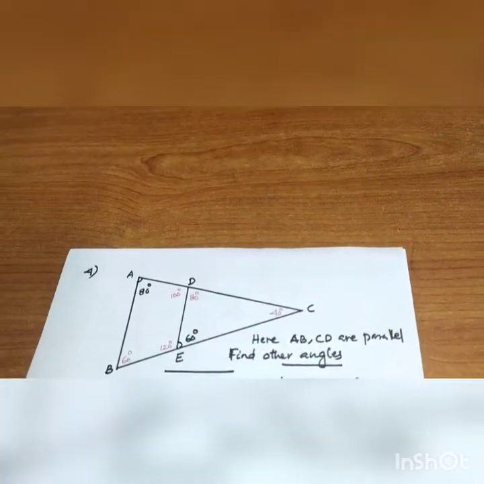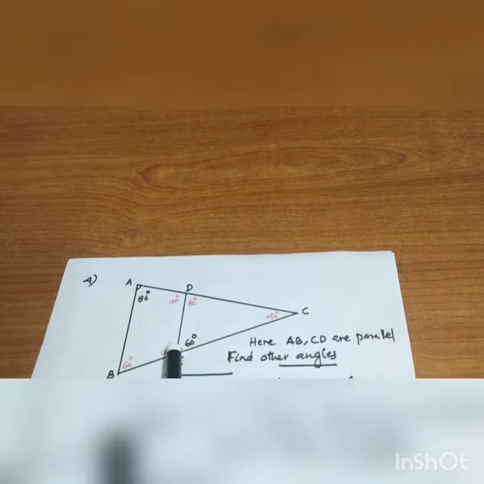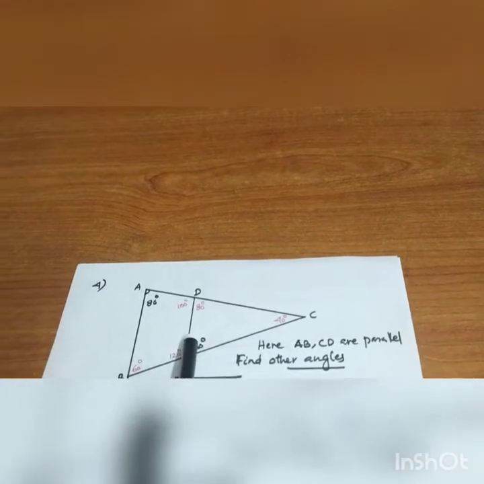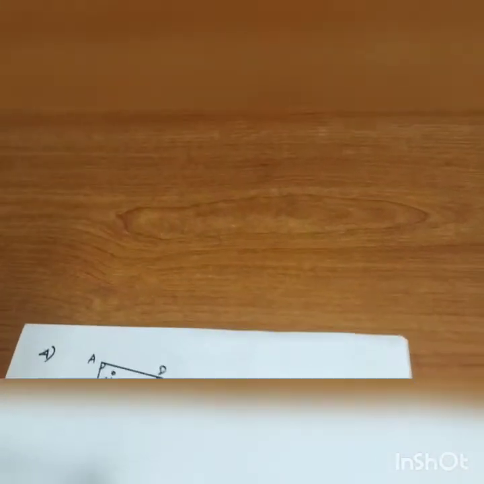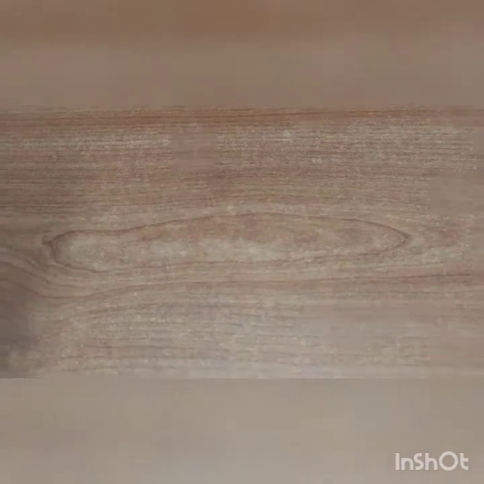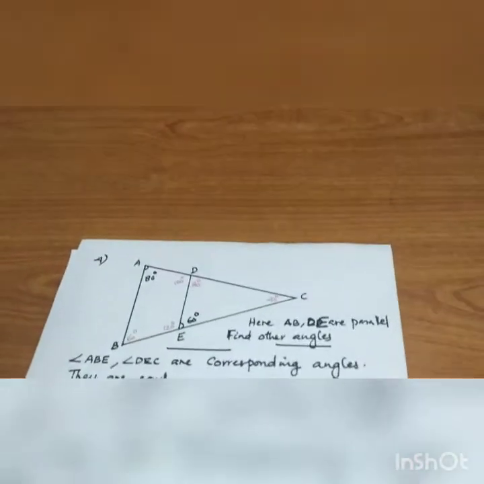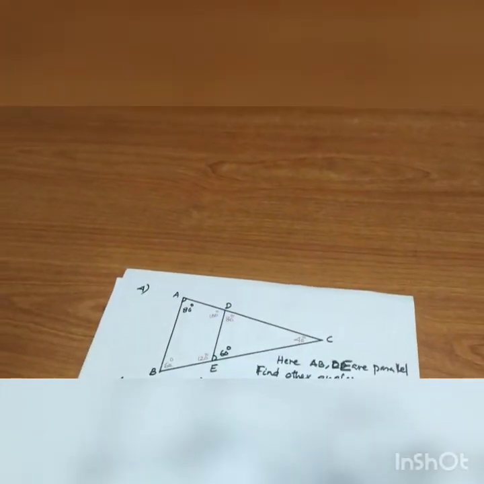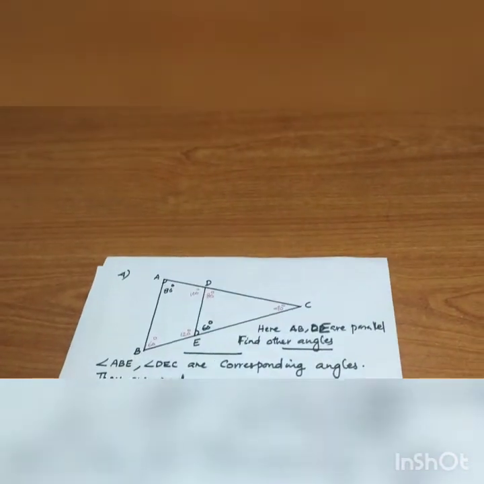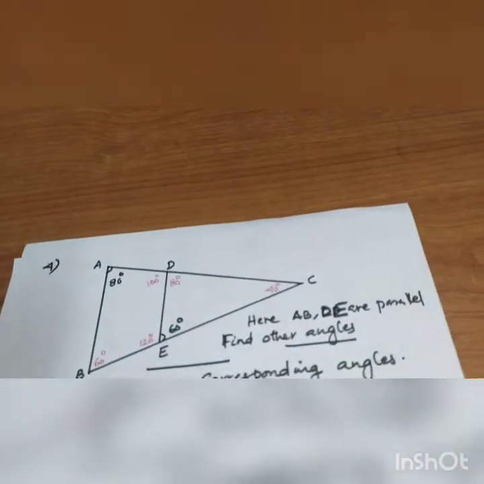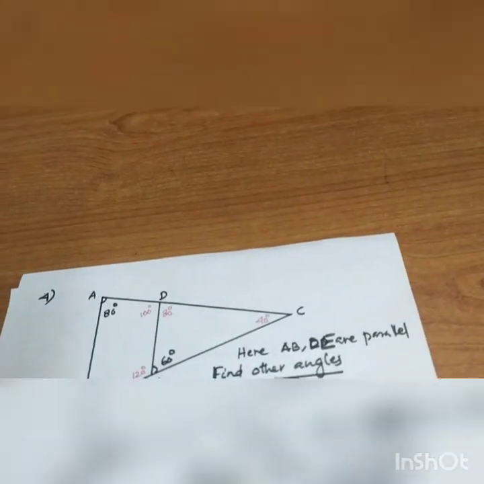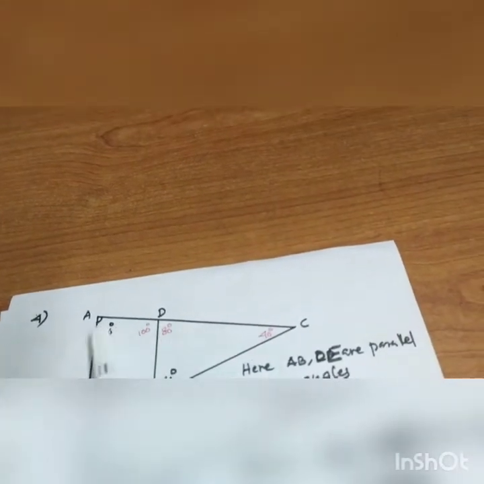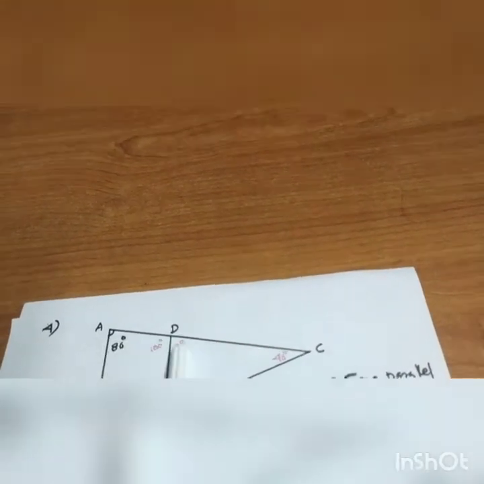Here we have a triangle and the triangle is divided into two portions by drawing a parallel line. Here AB and DE are parallel and find the other angles. Here first consider AB and DE are parallel and AC is the first transversal. Then you can find out these two angles are corresponding angles. Therefore, these two are equal.